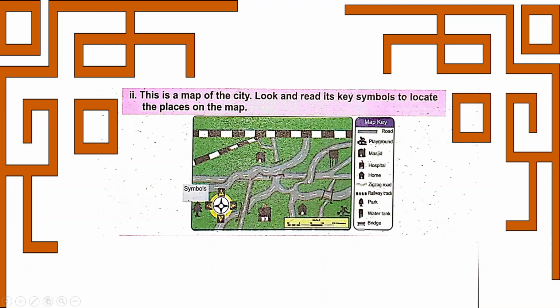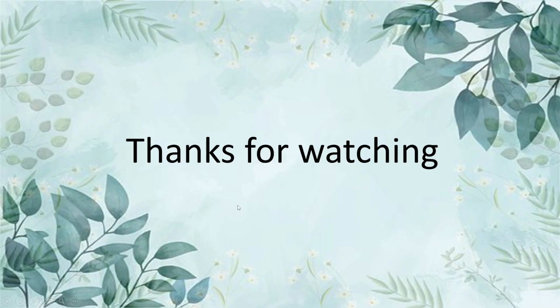It's right here. Where is the park? The park is here. Where is the water tank? The water tank is right here. Bridge. The bridge is here, here, here and here. There are 4 bridges. 1, 2, 3, 4, 5, 6. There are 6 bridges.